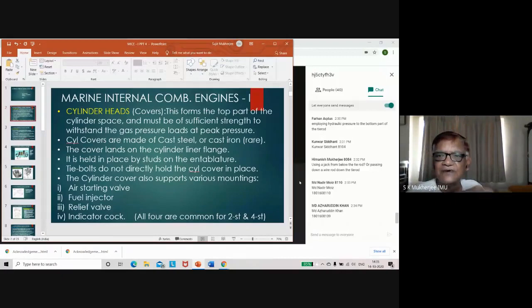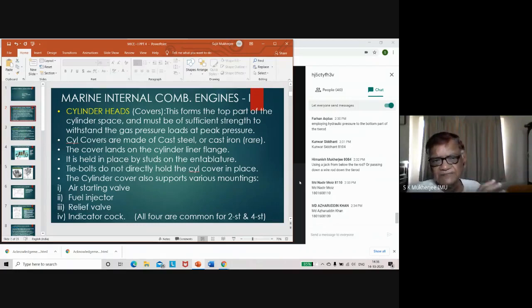So you got up to the relief valve. The fourth item is called the indicator cock. The indicator cock is a valve. I think I showed you in the last video on the engine that there was an indicator cock fitted, and this fellow with the electronic device checked the pressure. From that pressure, he could get all details about the combustion process inside that engine.